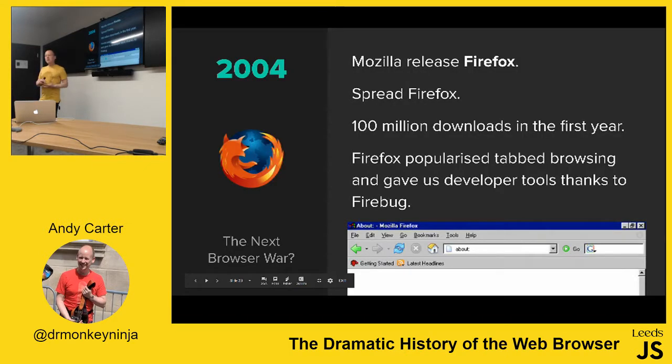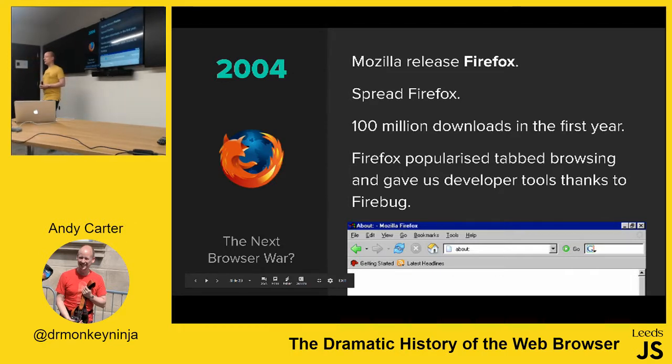So I've already mentioned that Mozilla's been set up, and they're using the code base that has been given to them by Netscape. And by 2004, they released the Firefox web browser that uses the Gecko rendering engine that they had acquired from Netscape. Now, they had actually released versions of their browser the year before.